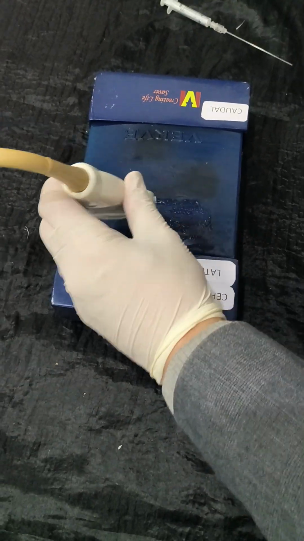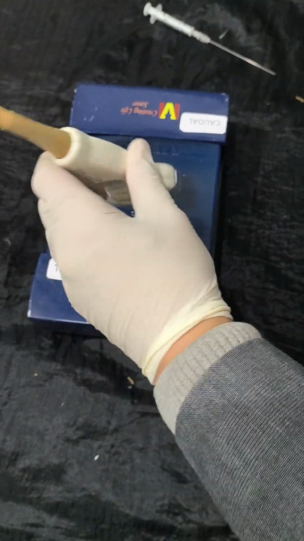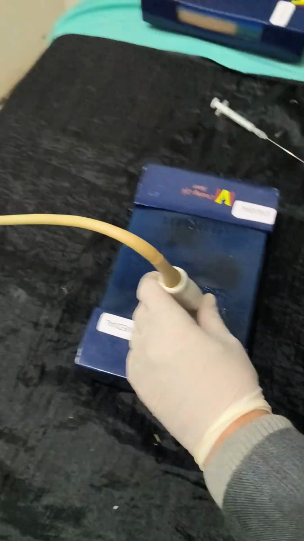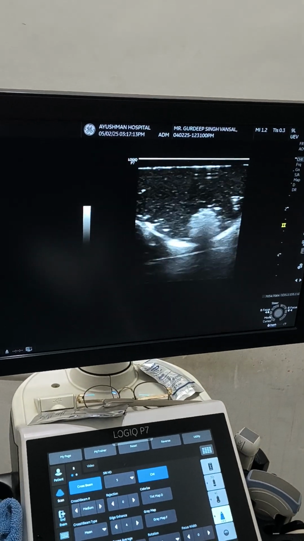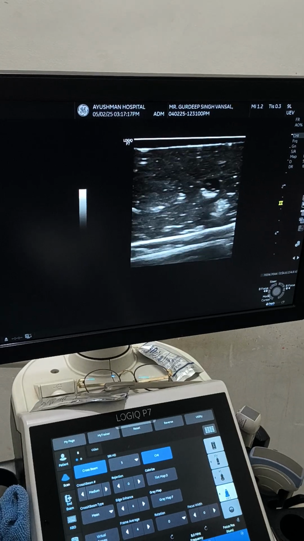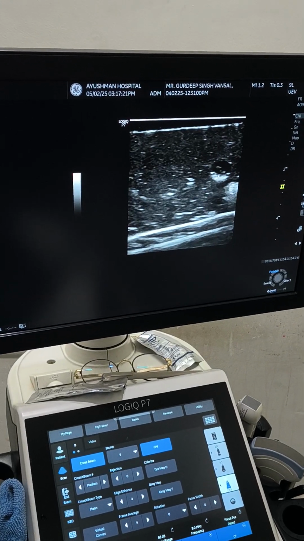So now let me scan from lateral to medial. We are keeping the probe just on the inguinal ligament, over the ligament, and this is what I see. This is basically a psoas tendon, and this is a PENG block. Now, how to calculate the angle? That's the artery. Okay, so that's the femoral artery, and this is the tendon.